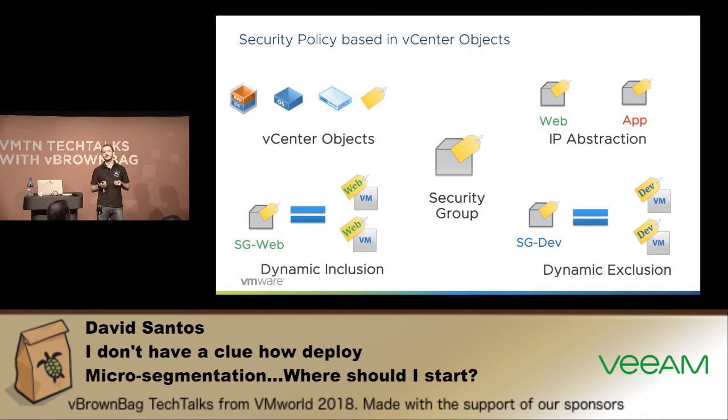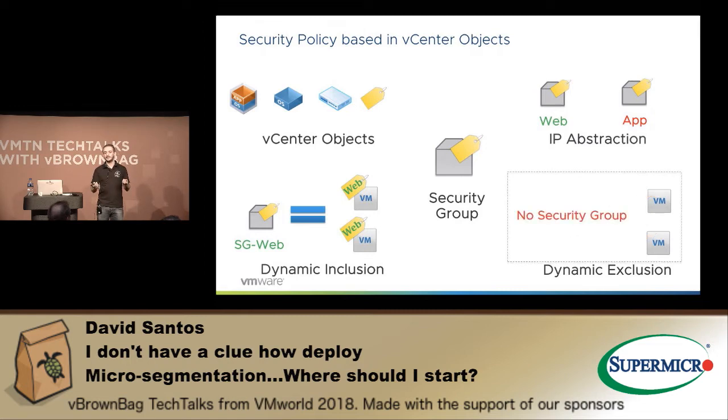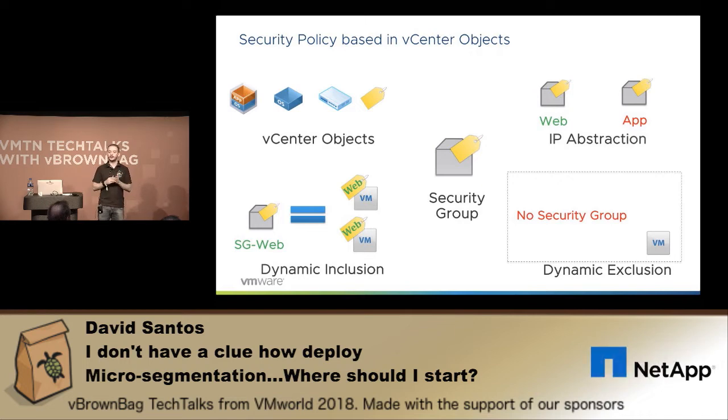Like here you have a security group dev that has every VM that has the tag dev. And if that VM loses its tag, that security group will be updated to remove the information from that VM. It will also remove any information of that VM if it is excluded. So the rules that belong to that security group will not be applied to that VM anymore.